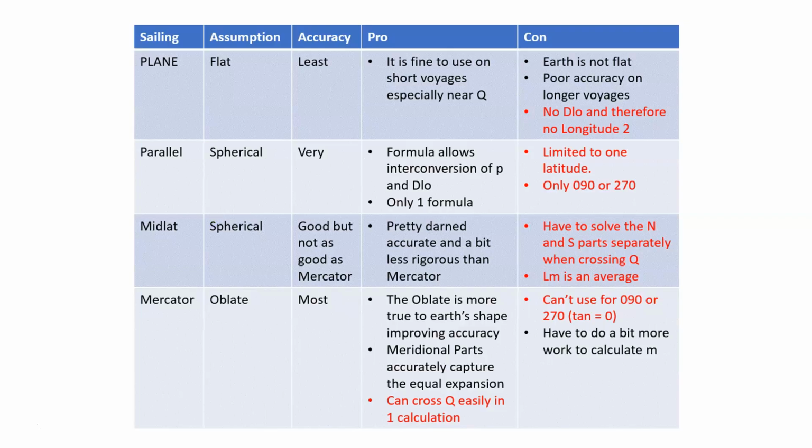So this slide here is just a comparison. We wrapped up last class. We wrapped up the rhumb line sailings, and now we're starting great circle sailing. But this compares the four rhumb line sailings: plain, parallel, mid-lat, and Mercator. And you're going to want to spend a little bit of time with this slide because it does a decent job of comparing and contrasting and showing the pros and cons of these four different types of rhumb line sailings.